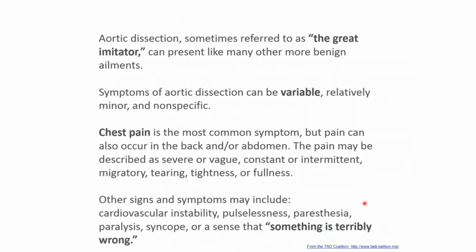Aortic dissection is sometimes referred to as the great imitator because its presentation can mimic so many other conditions that are more benign and more common. The symptoms of aortic dissection can be highly variable, from very catastrophic in onset to relatively minor, making it a challenge to diagnose in certain circumstances.